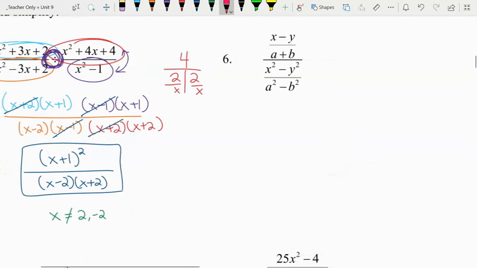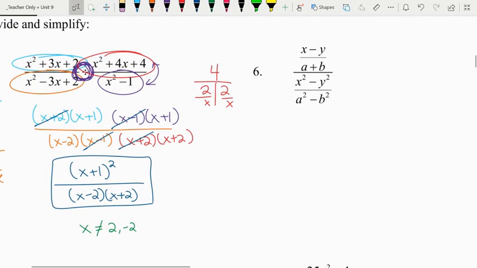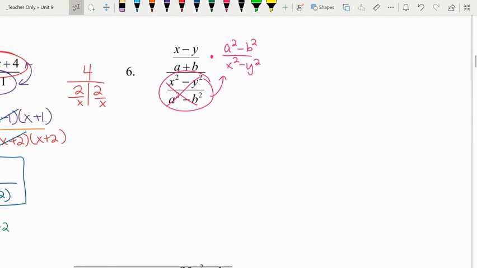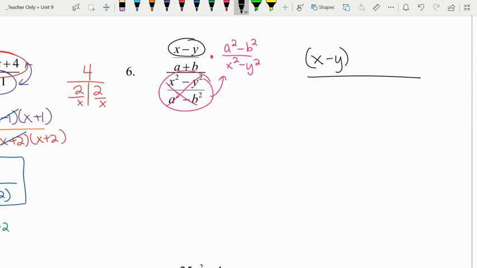So number 6 is just like what we had before. Now the big thing is take your denominator and move it up, but flip it. So we're going to have a squared minus b squared over x squared minus y squared. And now that we flipped it, that means that we can now just multiply straight across. So x minus y can stay x minus y. Our denominator, a plus b, can stay a plus b.